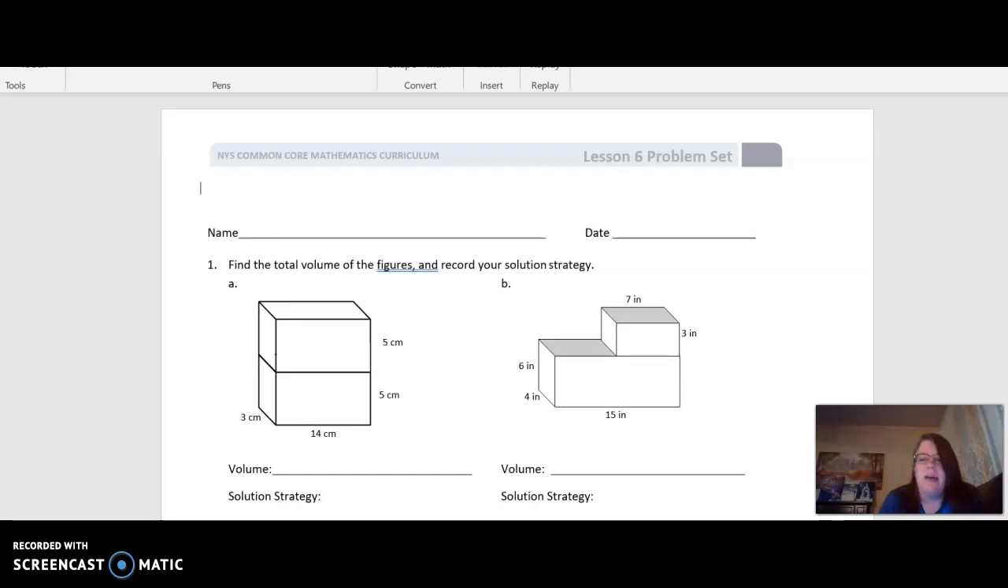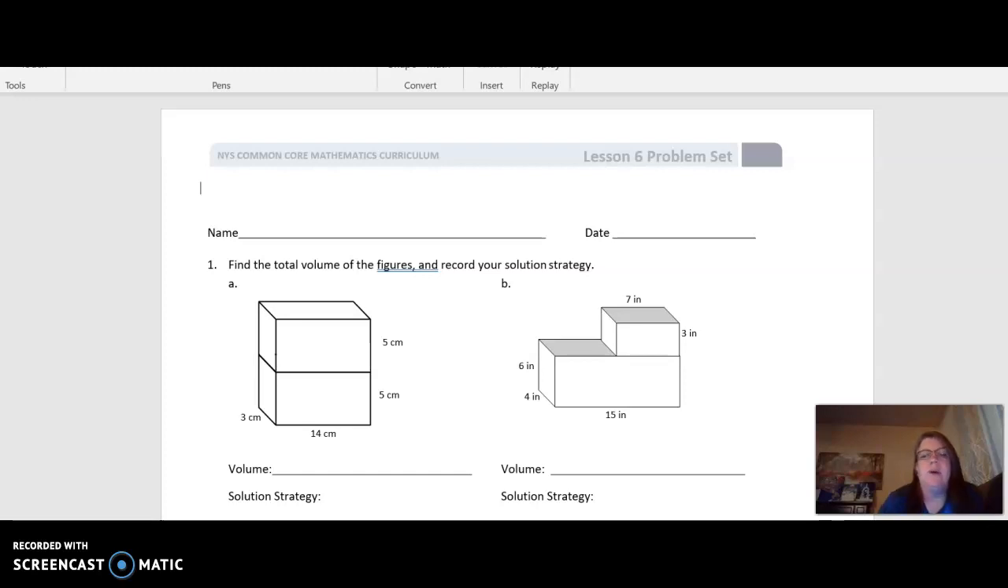So this is our math lesson. This is the first math lesson in your packet or the first math lesson on the online list of assignments for the next 2 weeks. And this is just a review lesson. This is volume, which is where we left off when we were in school. And we were working on volume of rectangular prisms.